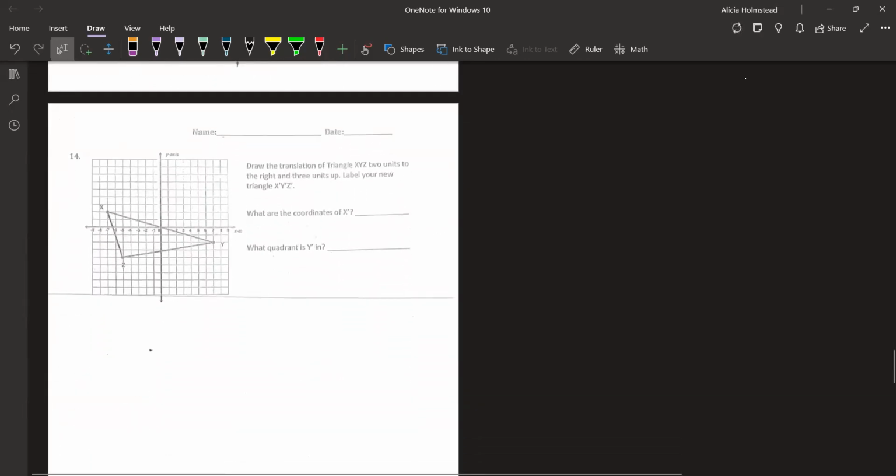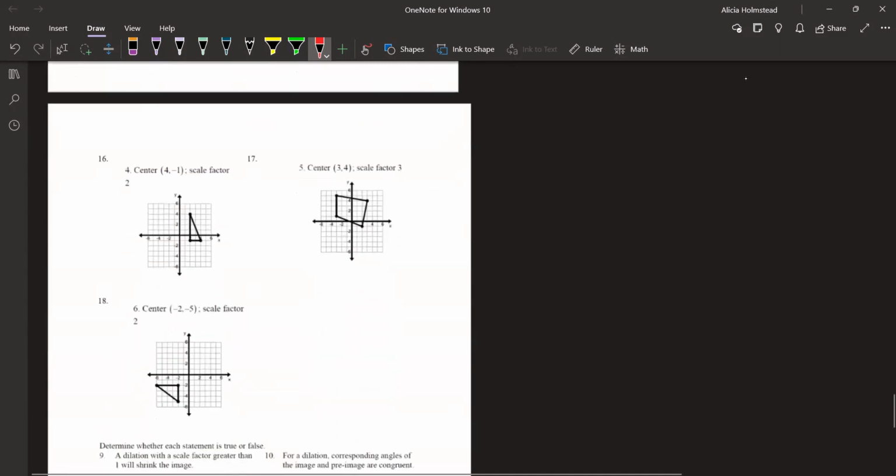Question number 14, this is a little bit different just because it's asking you to draw the translation, which we've been dealing with dilations, not with translations. But again, hopefully you've heard of this before. If not, a translation is just a shift. It's not going to change the size of the image. It's just going to shift it left or right or up or down. So for this one, we have triangle XYZ, and that got translated 2 units to the right and 3 units up. So what you're going to need to do is shift each of your points and record the location of your new point. Okay, so that's a translation question.